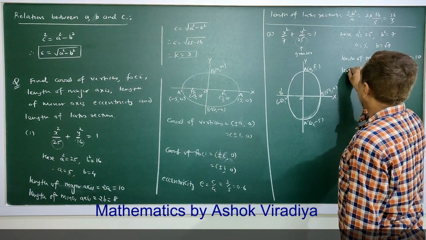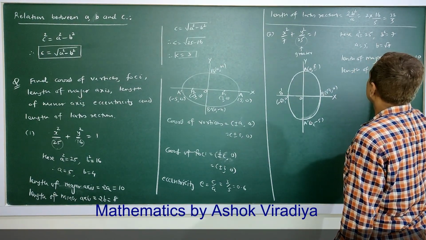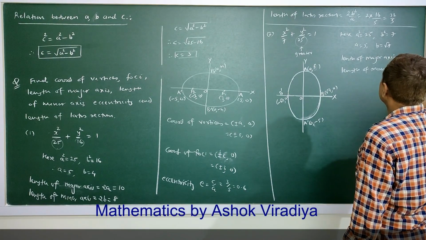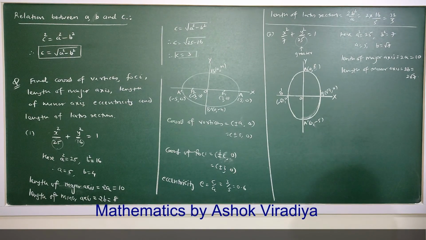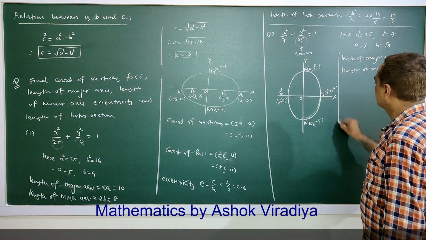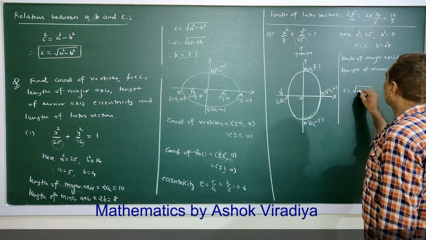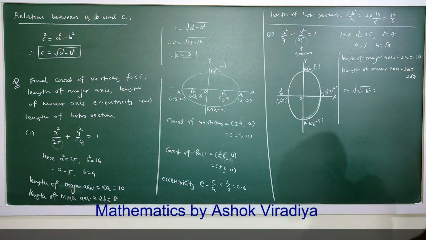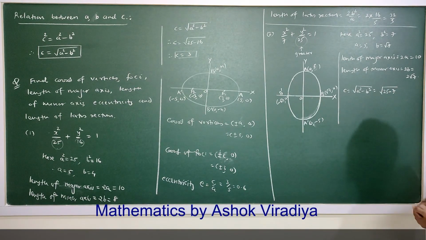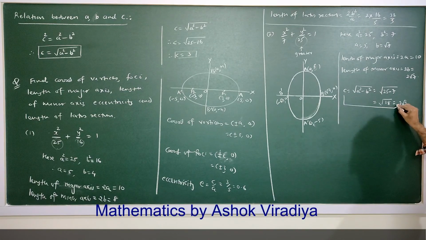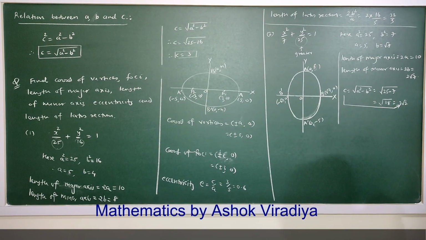Length of the minor axis is 2 times b, so 2 times root 7. Then we calculate c. c is the square root of a square minus b square. So c is the square root of 25 minus 7. This is root 18, so this is 3 root 2. So c is 3 root 2.